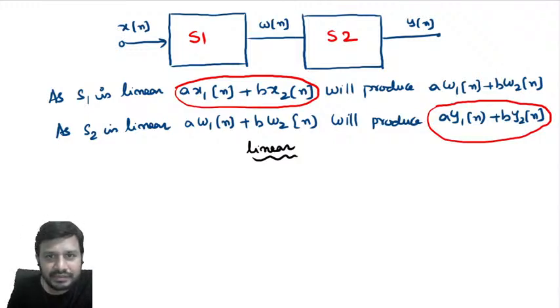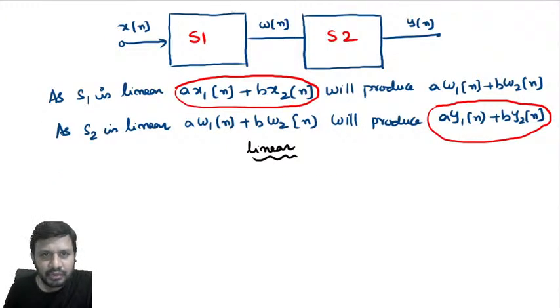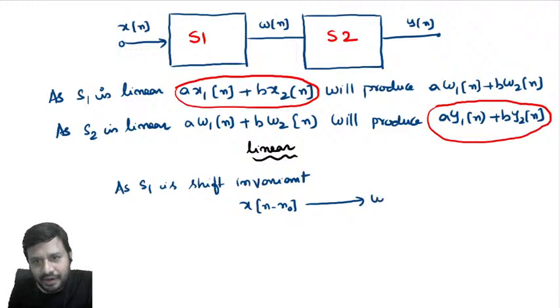Let's check the second one, shift invariant. Observe here. Both S1 and S2 are shift invariant, or time invariant. Shift invariant or time invariant are the same. As S1 is shift invariant, x of n minus n naught, input delay, will be equal to output delay. For the first system, the output is w of n.